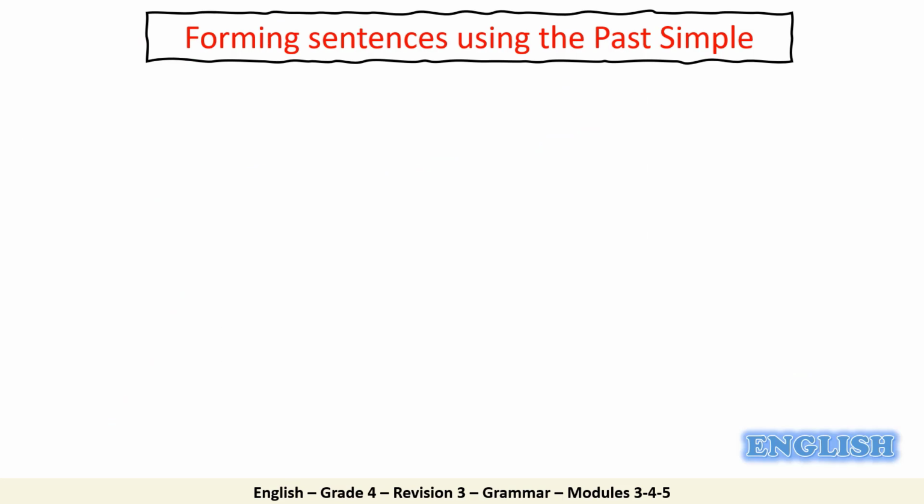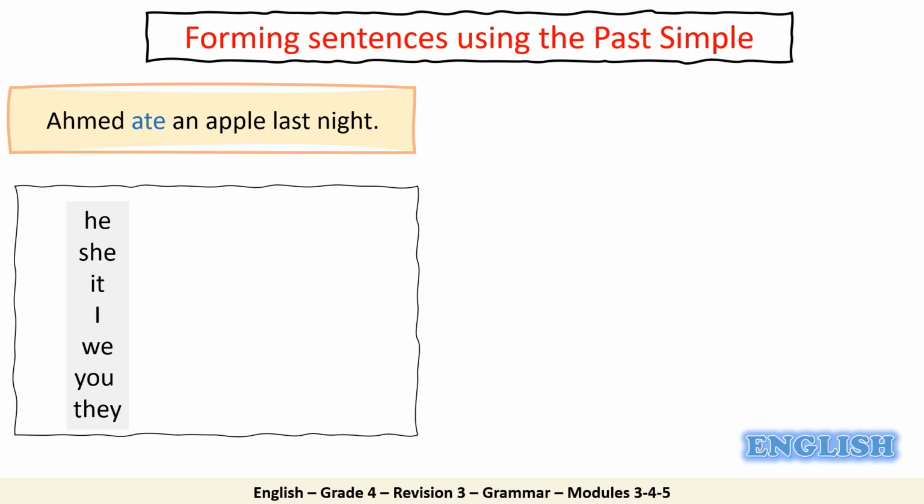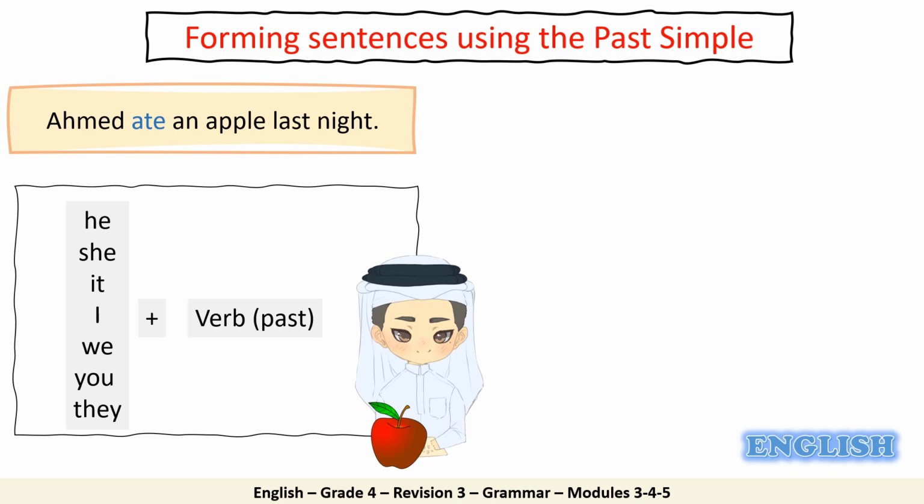Forming sentences using the past simple. Read the sentence with me. Ahmed ate an apple last night. How did we form it? We start with he, she, it, I, we, you, they, or a name of one person, or more than one person. Then we use the verb in the past.